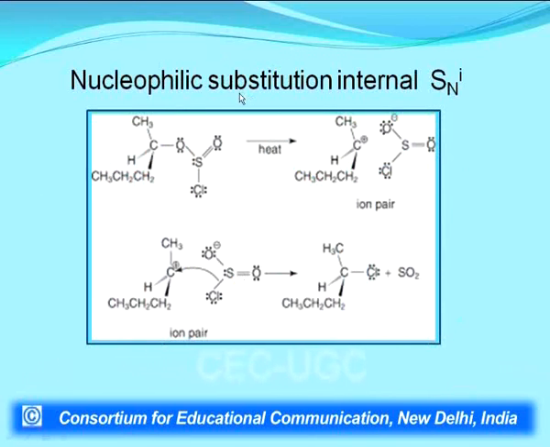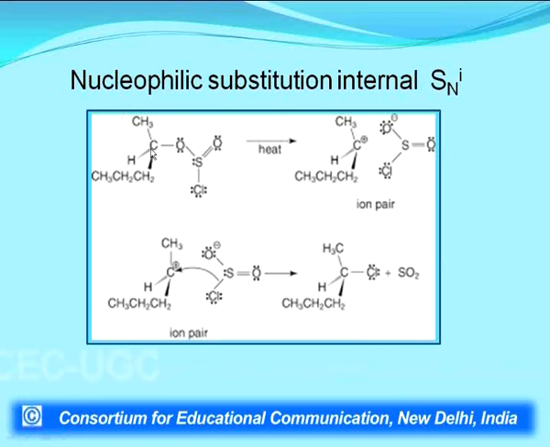Then the third type of mechanism which we discussed is the SNi mechanism. SNi mechanism is not very common. Some special types of reactions follow this mechanism, and one of the examples that we had taken is that alcohols, when they are converted into alkyl chlorides by using thionyl chloride, follow this mechanism.